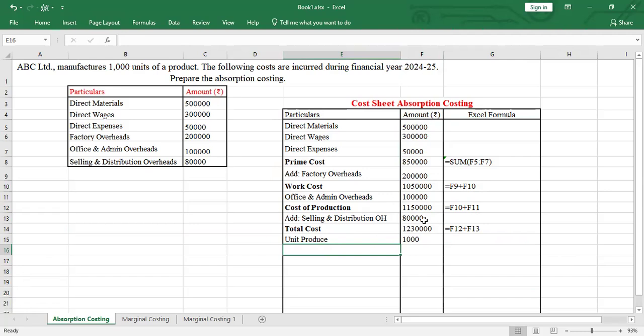In such cases, cost per unit equals 12,30,000 divided by 1000. If we divide this one, we will be getting 1,230 per unit. So that's all with regards to absorption costing.